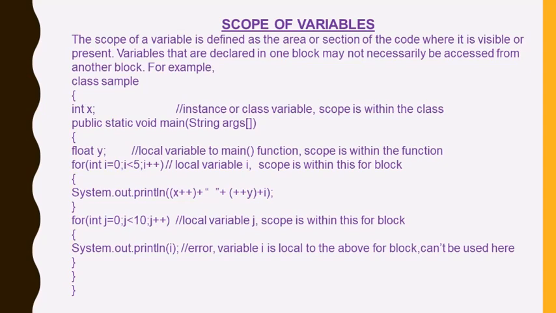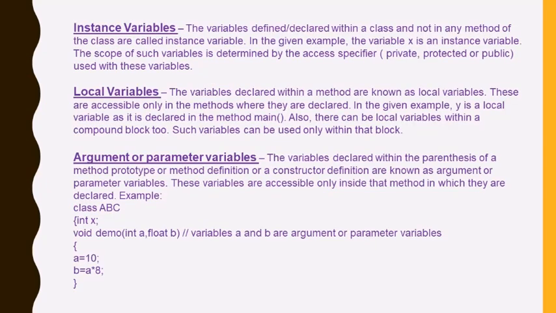Now the various types of variables which we are discussing here are instance variables, local variables and parameter variables. The variables defined or declared within a class and not in any method of the class are called instance variables. In the given example, the variable x is an instance variable. The scope of such variables is determined by the access specifier, private, protected or public, used with these variables.